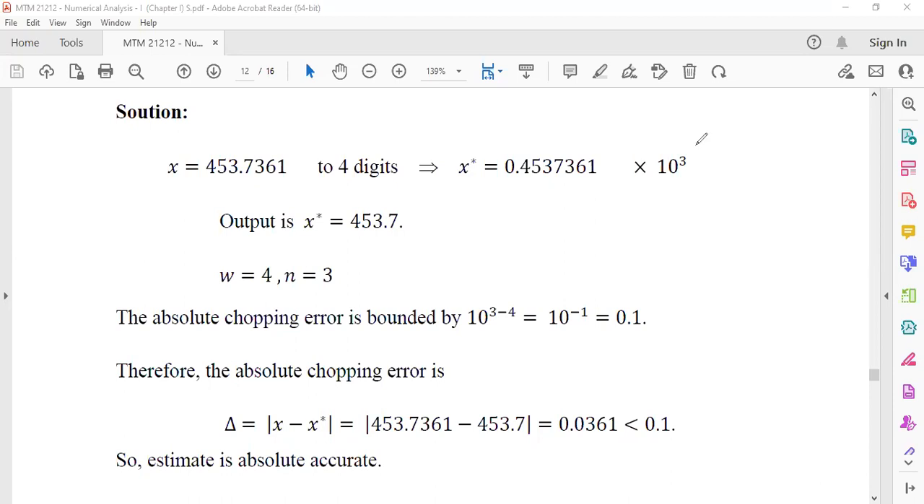Shall I continue? Okay, this is how you have to answer question number 2 and 3 as well.